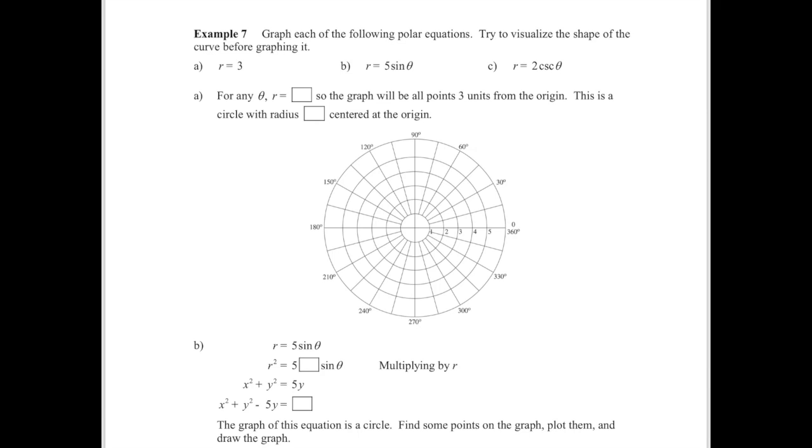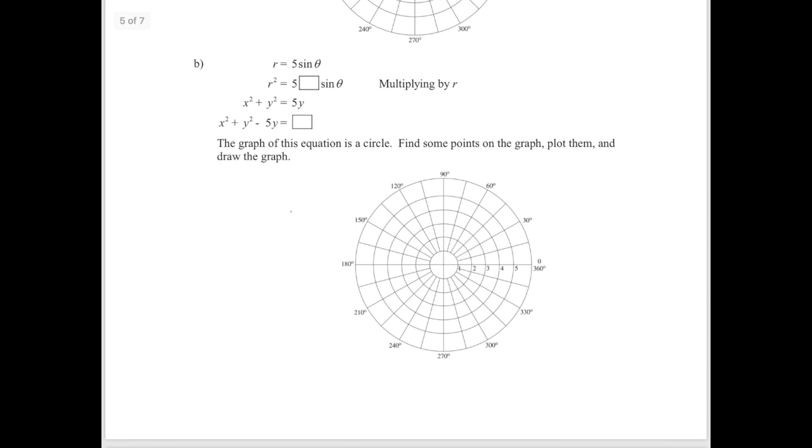Let's graph each of the following polar coordinates and try to visualize the shape of the curve before graphing it. For any value of theta, r is 3, so it doesn't matter what theta is because r will always be 3. And we found that when r is a constant value, we end up with just a circle with a radius of 3. So the graph will be all points 3 from the origin. So this we know is also the graph of a circle with radius 3 centered at the origin. So it doesn't matter what values I pick, we're going to have a circle around the origin of 3.